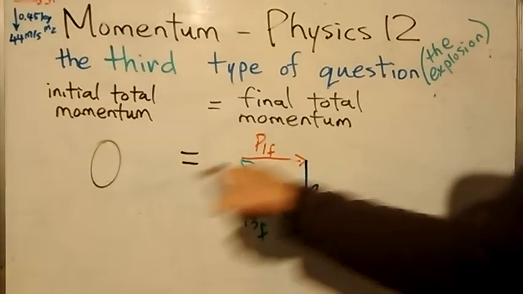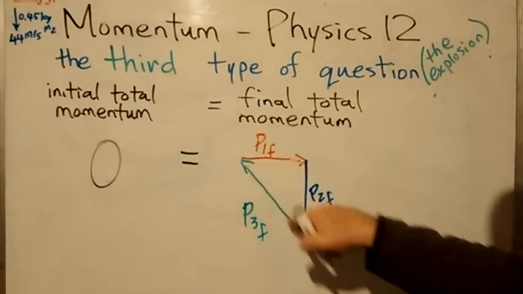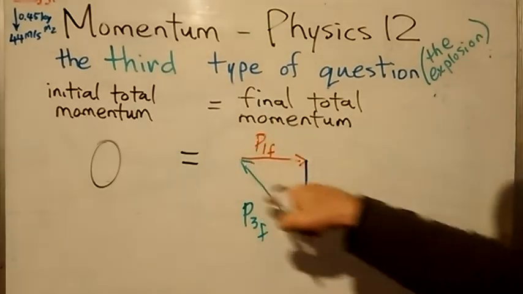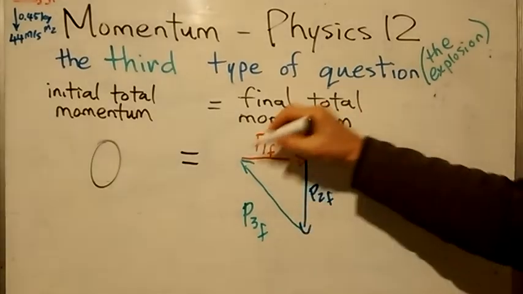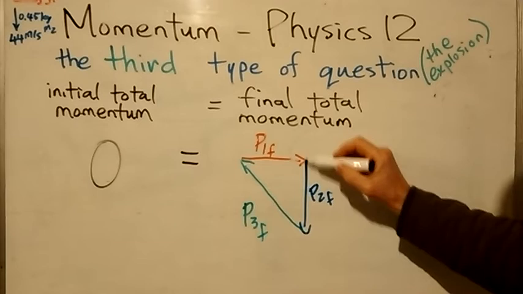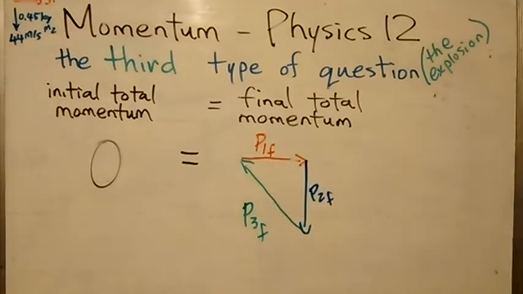If it was 0 to start with, you have to add these vectors together, these momentum vectors, so that they will close and make a triangle. There will be no opening in there. So it's a totally closed triangle. That one plus that one plus that one comes right back to the beginning, so right back to 0.